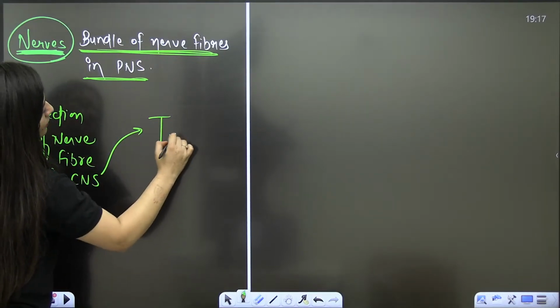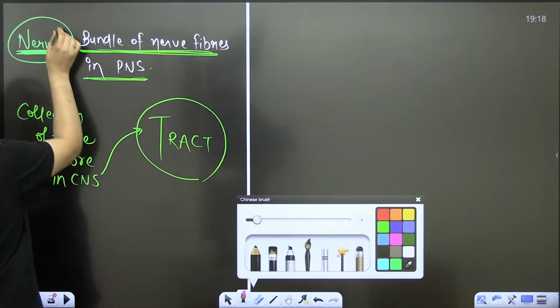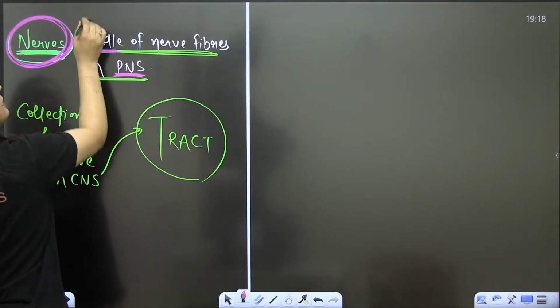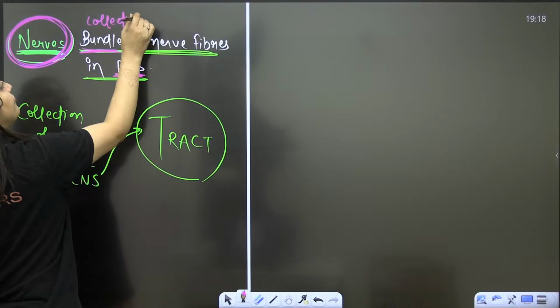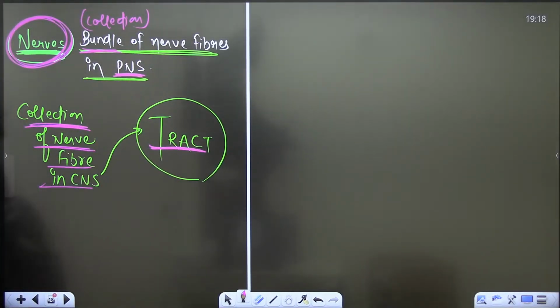for that we use the word tract. So there is a difference between these two, and I believe you should know that. When I'm saying nerves, I am talking about the peripheral nervous system, the bundle or collection of nerve fibers. And when I'm using the word tract, again I'm talking about a collection of nerve fibers, but in the case of your brain and spinal cord, that is your CNS. Is that clear? Are you sure? Should I lock it?